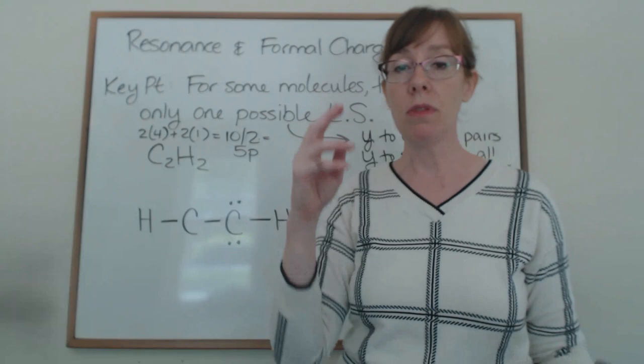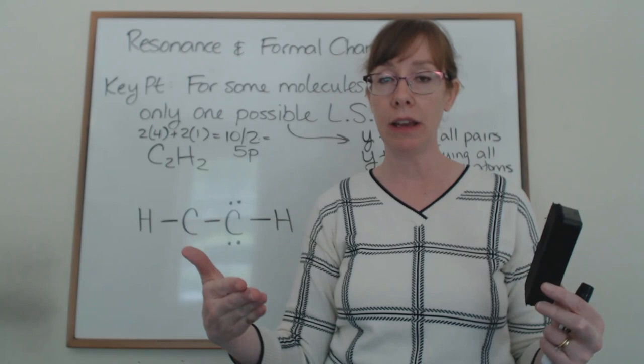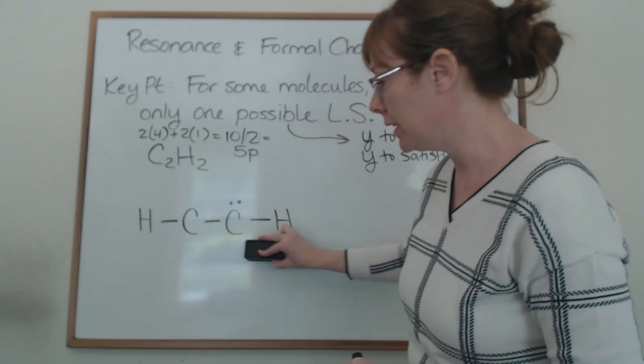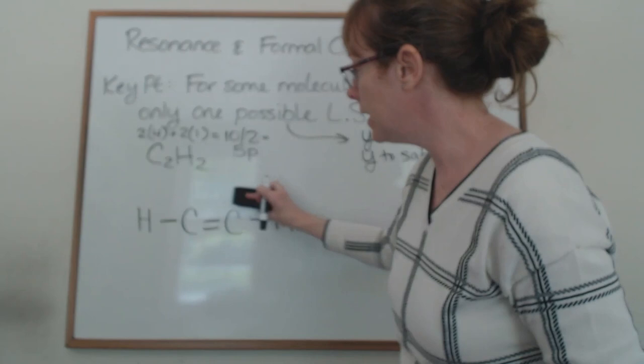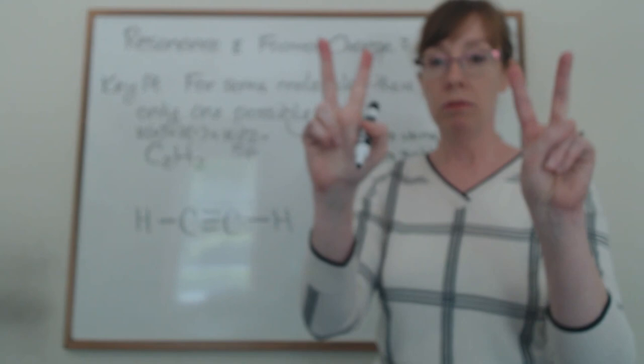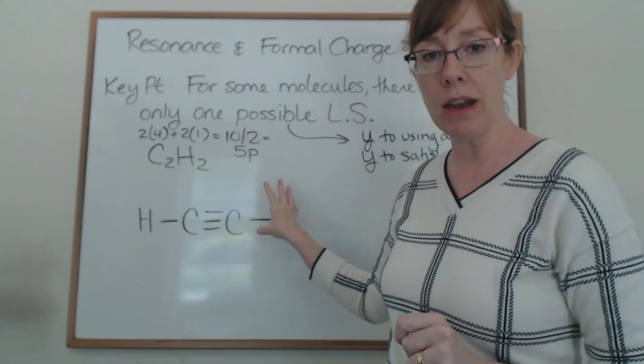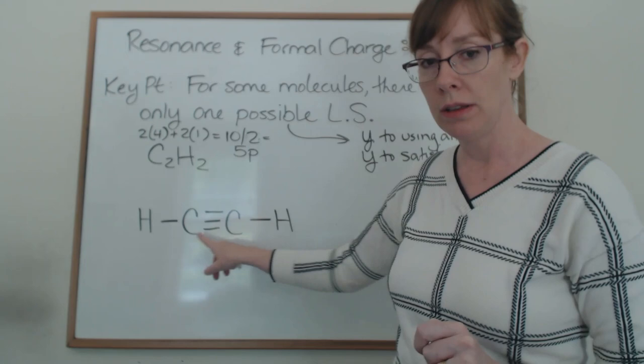So the next step said if you run out of pairs, you need to form double bonds or triple bonds as necessary to reassign your pairs so that they're serving multiple atoms. So I'm going to reassign this one and make it serve both carbons. And I'm going to reassign this one and make it serve both carbons. And now you have your Lewis structure completed. 5 pairs have been used and every atom is satisfied. This hydrogen has a duet. This carbon has an octet. That's 4 pairs. So does this carbon, and then this hydrogen has a duet.